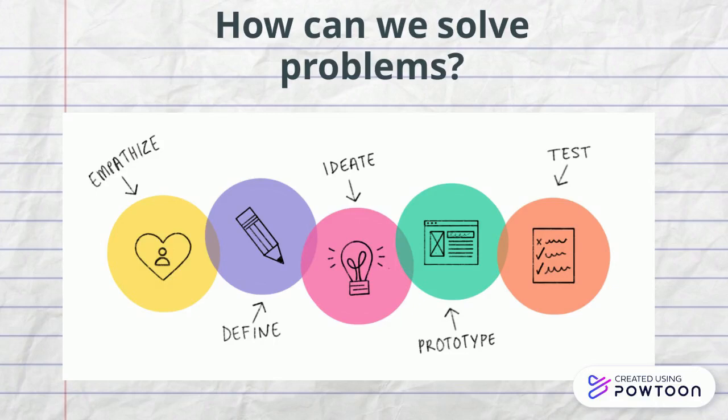How can problems be solved? Problems can be solved in different ways. One of these ways is using the design thinking process or steps. Each part of the design thinking process has a different step to help us solve a problem, and we are going to learn about each step.